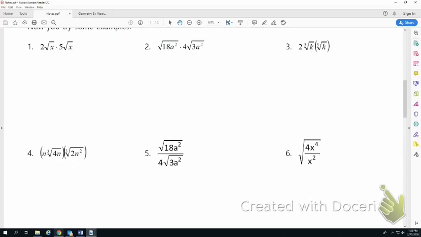So let's look at these. Number 1. First thing I'm going to do is look at the numbers in front of the radicals. It's multiplication, so what is 2 times 5? 10. So I've got 10 times the square root of x squared. I multiply the two things that are underneath the radicals. And then what is the square root of x squared? X. So my answer on this one is 10x.